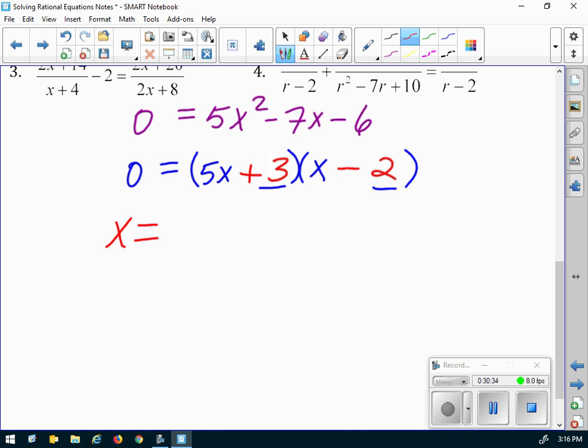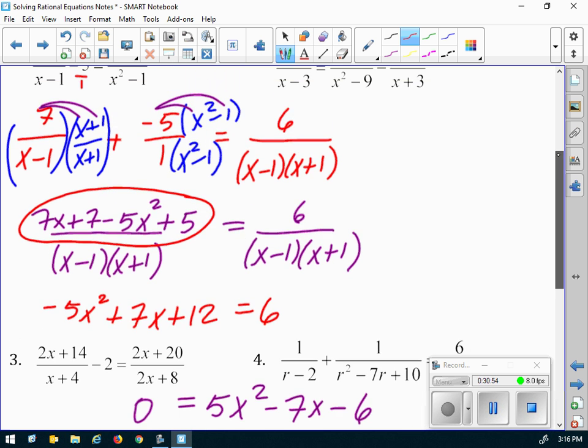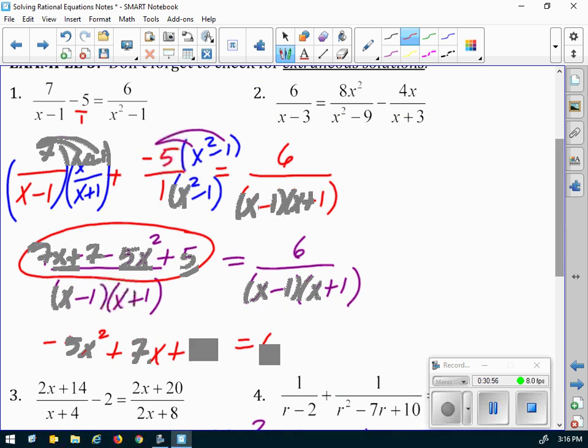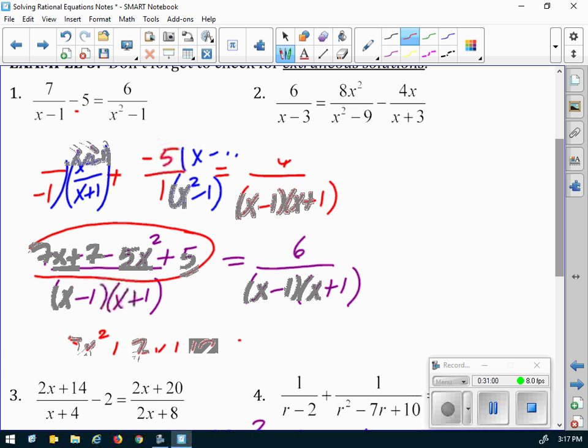How do you solve 5x plus 3 equals 0? What do you do? Subtract 3, divide by 5. Negative 3/5. And then we say, oh, God. If x is 2, can we check 2? Man, that was a long problem, wasn't it? Yeah, I know.